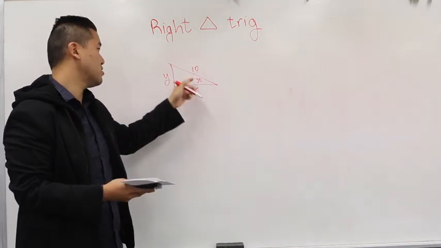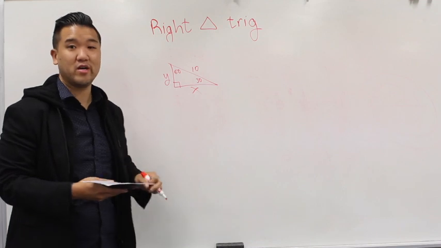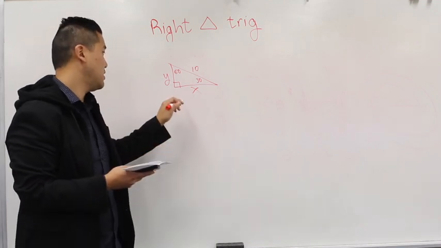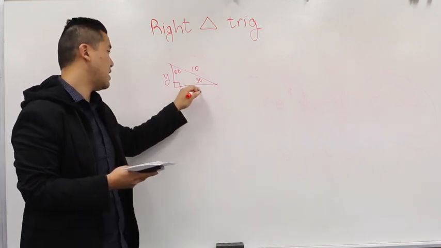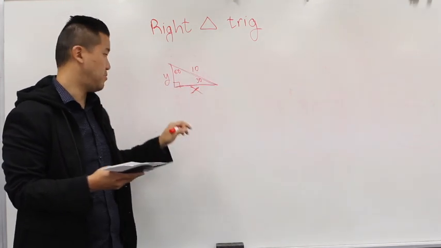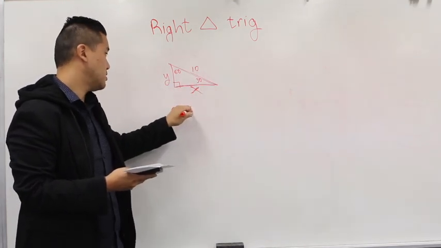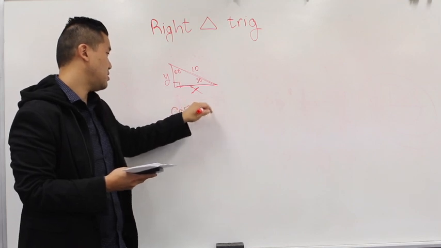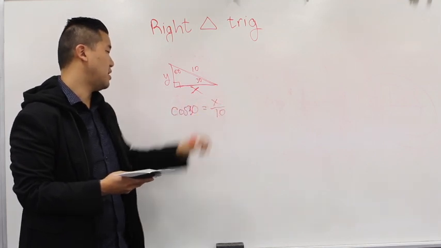Alright, so we know this angle is a 30, 60, 90, it's a special right triangle. We're going to talk about that when we talk about trig. Well, if I want to find x, that's adjacent and I have hypotenuse. So what's adjacent and hypotenuse? That's cosine. So cosine of 30 equals adjacent over hypotenuse.